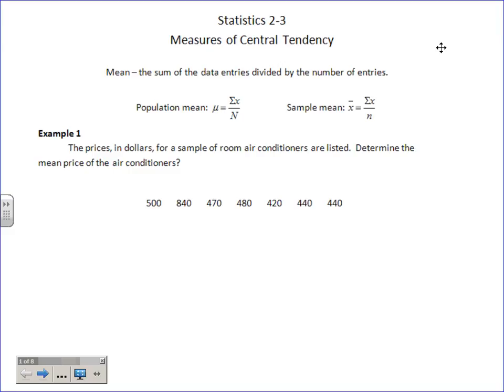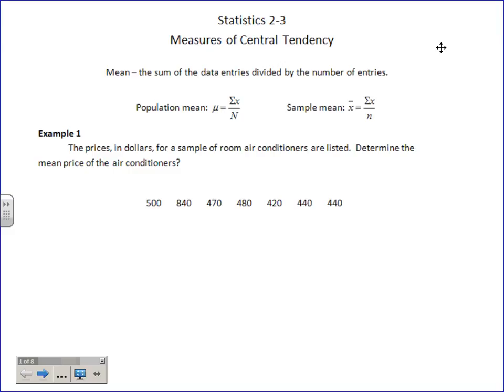All right, what did you get for your total? For your sigma X? 3,000. Thank you. So that's sigma X. Will we be dividing by capital N or lowercase n in this problem? Lowercase, because this is a sample. This is not all the air conditioners in the world.